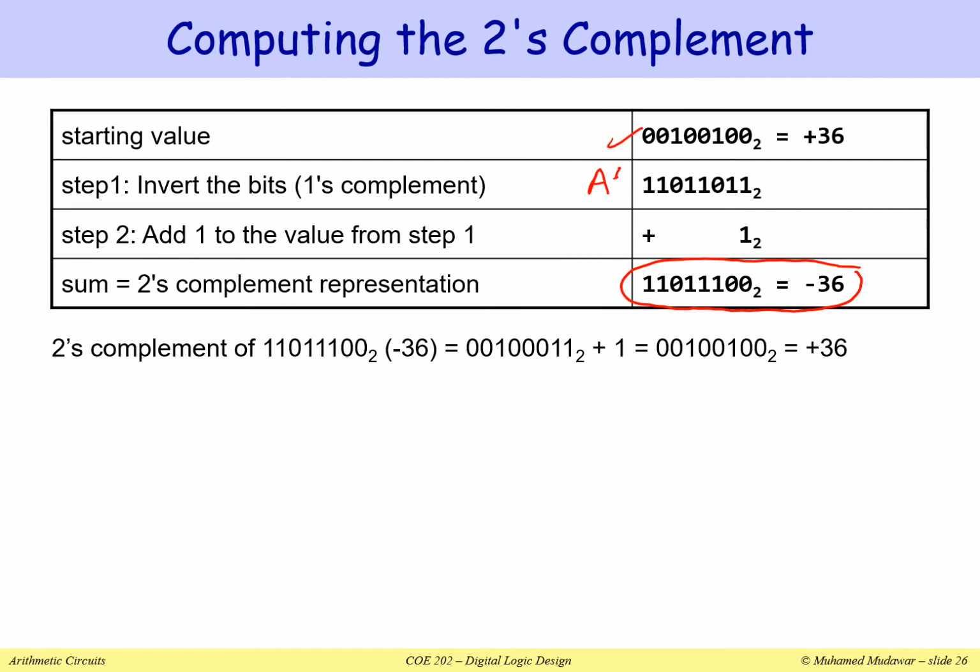What if I would like to take the 2's complement of negative 36? Do I get plus 36? The answer is yes. You can do it backwards. You can start with negative 36, obtain the 1's complement of negative 36, and then you add 1, and this will take you back to plus 36. So if your number is negative, and you take the 2's complement of a negative number, this will give you the positive value of the number. So the 2's complement of negative 36 will be plus 36 as indicated here in this example.